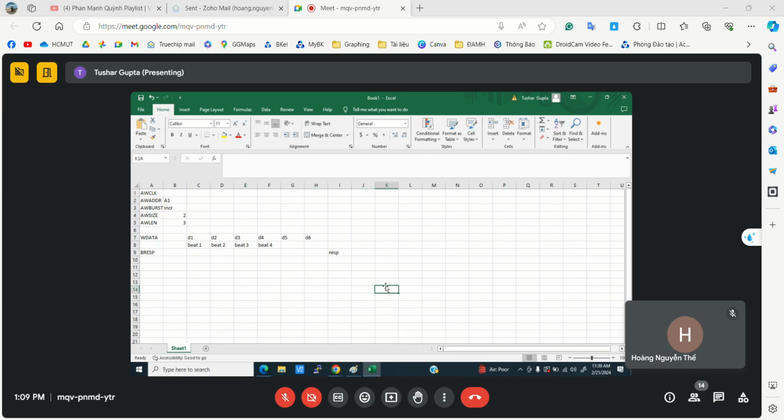Our W last signal will be asserted on D6, only on D6. And the response will come 1 clock after D6.